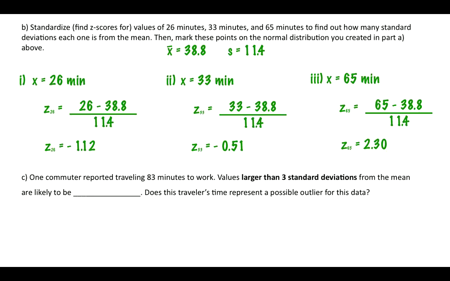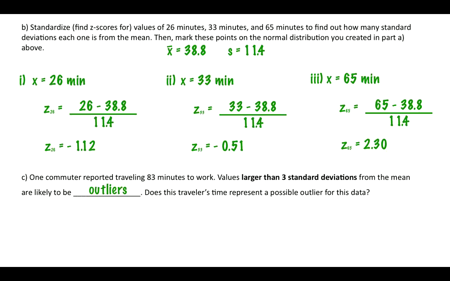All right, so now imagine we have one commuter reported traveling 83 minutes to work, and that seems pretty high compared to our mean of 38.8. We wonder if this might be an outlier. Generally accepted, not always 100%, you might do more complicated calculations when you get to university and pursue stats, is that values that are larger than 3 standard deviations from the mean are likely to be outliers. They're definitely going to be flagged and identified as possible outliers. So we want to identify whether this traveler's time represents a possible outlier for this data.